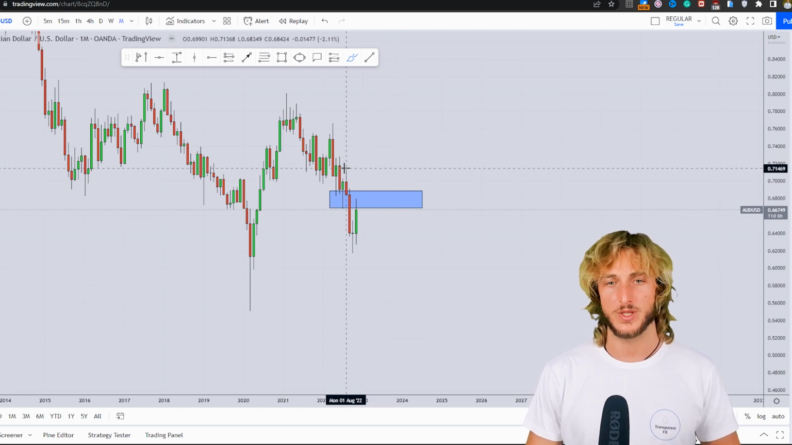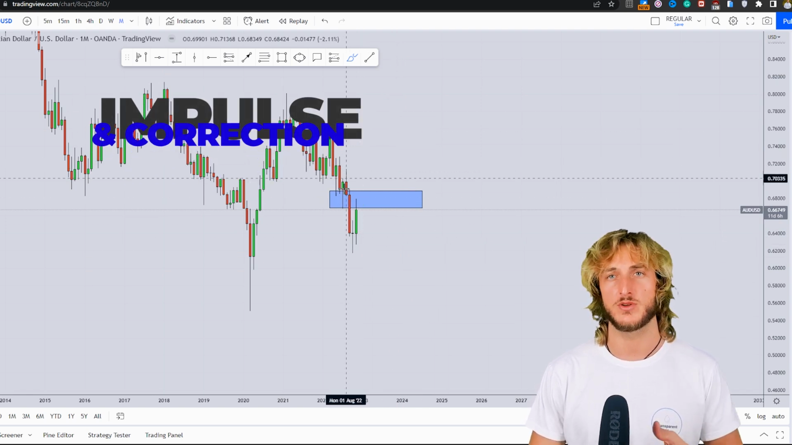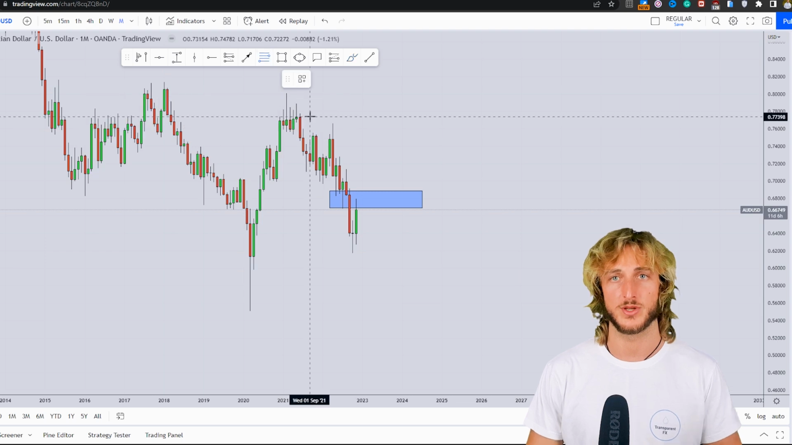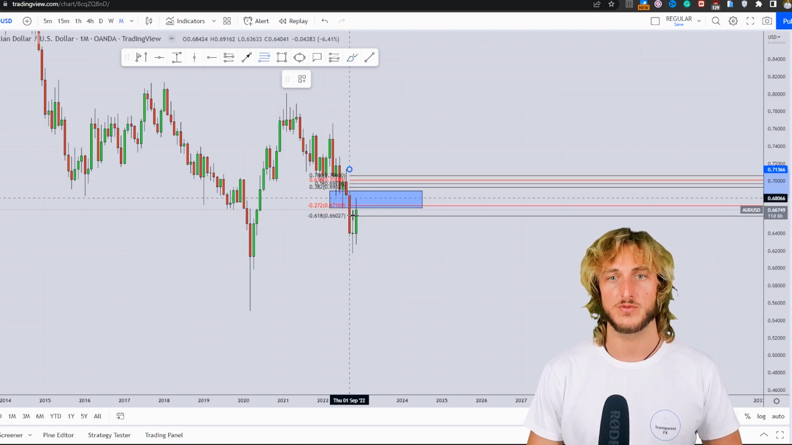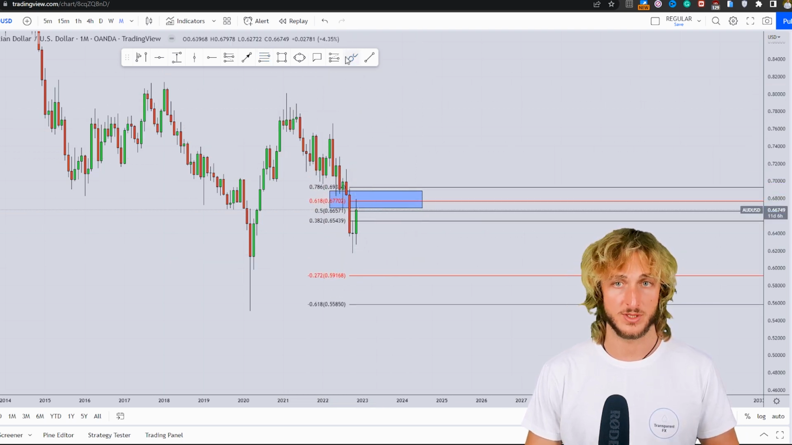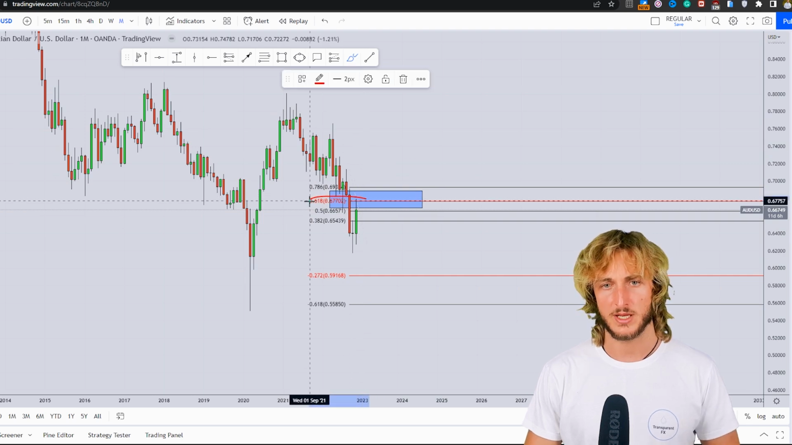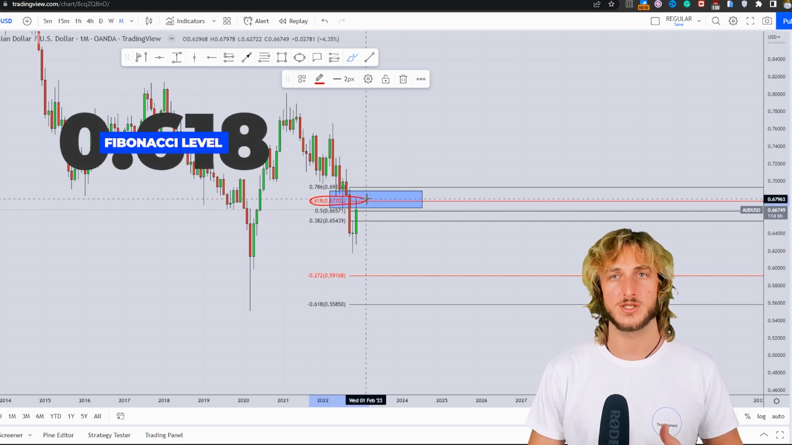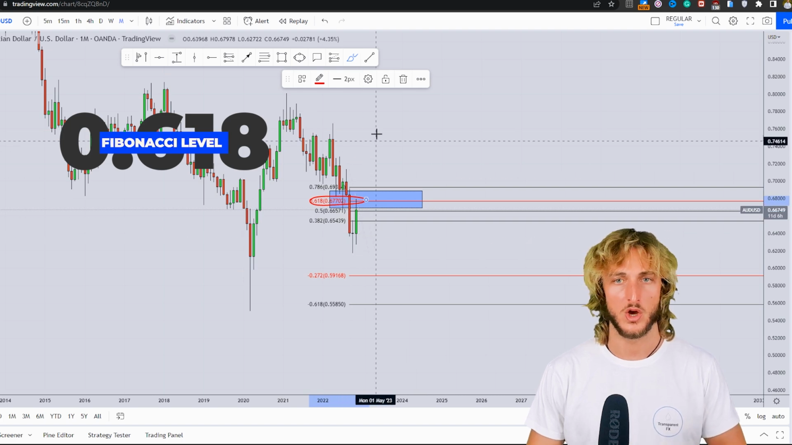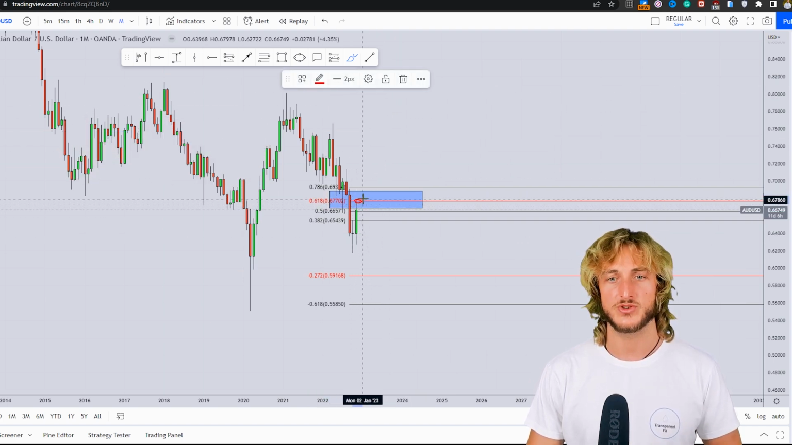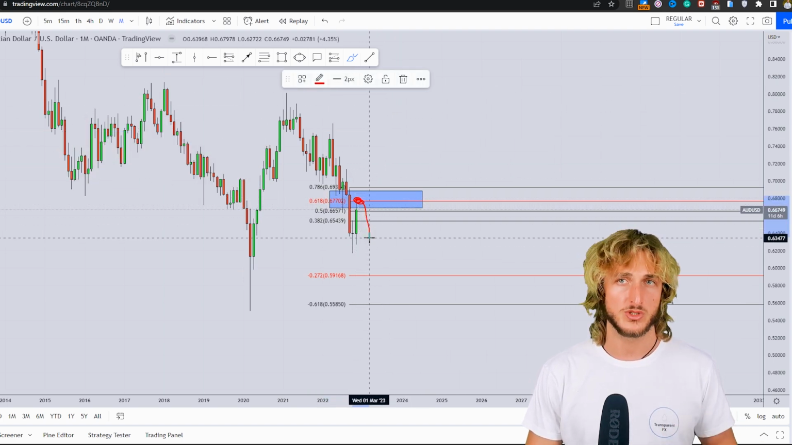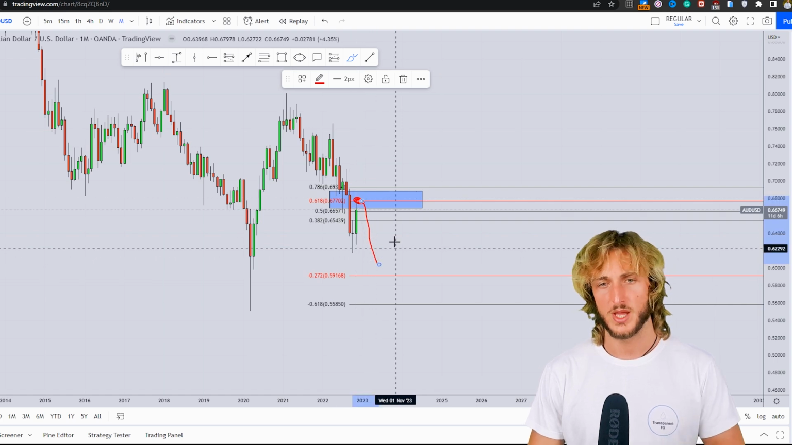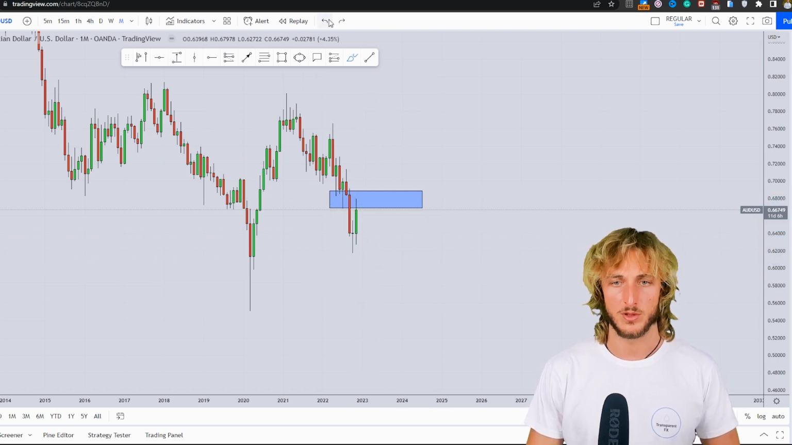We can also notice how we did have an impulse and correction, and in general, after an impulse, if you want to measure the correction, you have to take your Fibonacci from the high to the low of the impulse. And if we do that, we can see how the market has already retraced to the 0.618 of the Fibonacci taken on the monthly impulse, which is a very strong resistance level that most of the times the market will retrace to before then printing a movement lower.